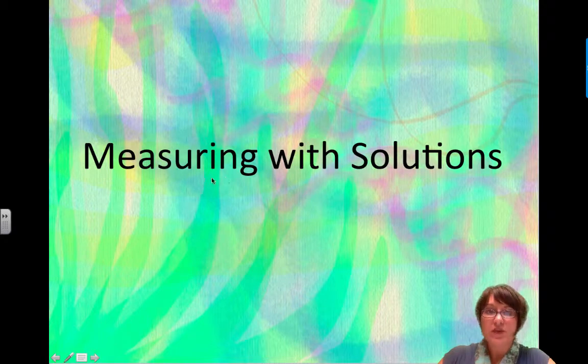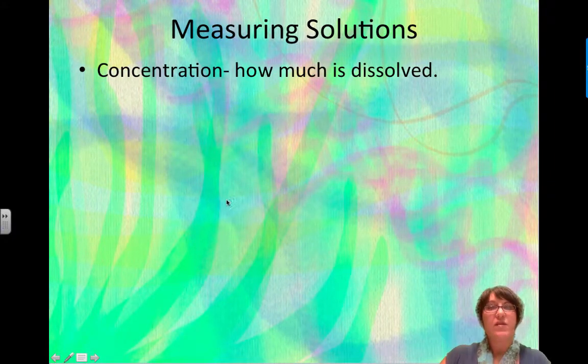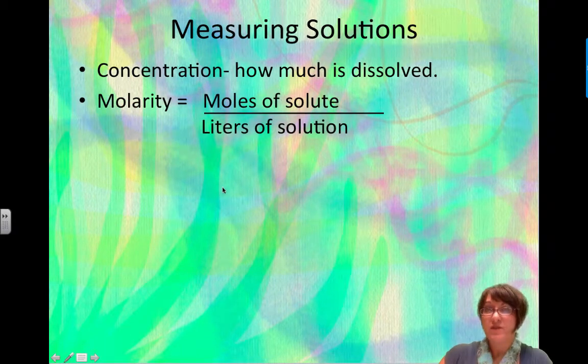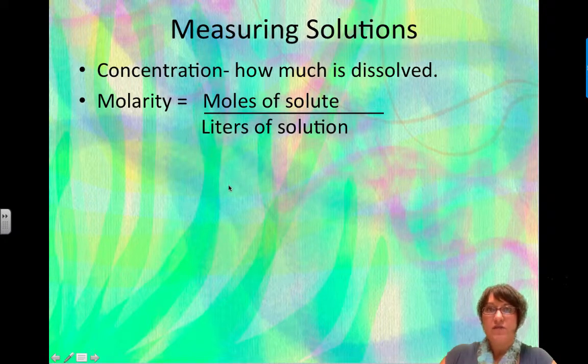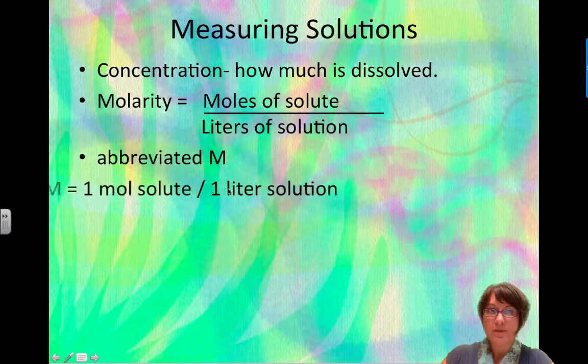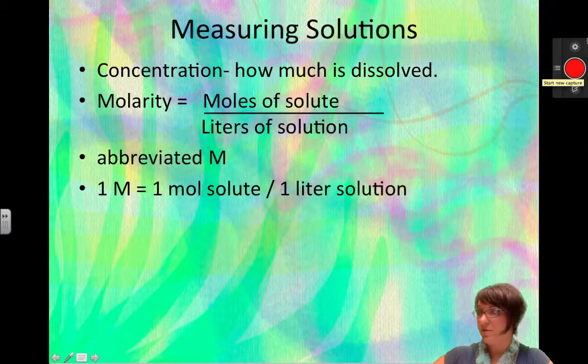Today we're going to look at measuring with solutions. So let's start thinking about molarity. Measuring with solutions is how we determine the concentration. In other words, we're going to describe how much stuff is dissolved. We usually use molarity here, where we describe the moles of the solute dissolved in a certain number of liters of solution. We use a capital M for molarity, and 1 molar means 1 mole of solute is dissolved in 1 liter of solution.